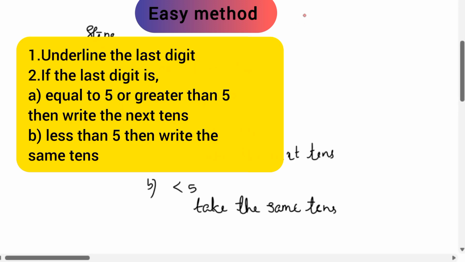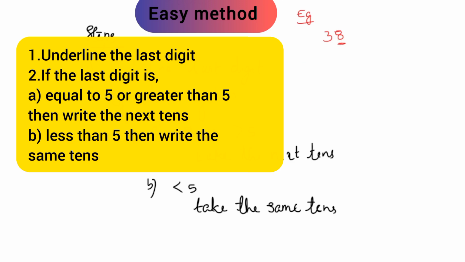For more understanding, we can do some examples now. First question, round the number 38 to the nearest tens. Here we are not going to write forward and backward numbers. Just go through the given steps. Okay. So what is the first step? Yes, underline the last digit. Here our last digit is 8. So underline the last digit.